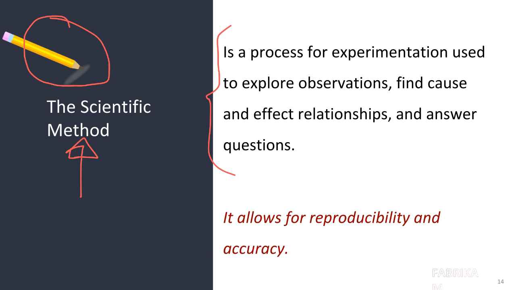So the scientific method is a process for experimentation used to explore observations, find cause and effect relationships, and answer questions. One of the things that it does allow us to do is redo the labs multiple times, and when we redo them, we'll get the same result. This bottom part here, you don't have to write down, only if you'd like to. So it allows for reproducibility, meaning that you or another person can repeat the exact same lab, and you should get the same results.